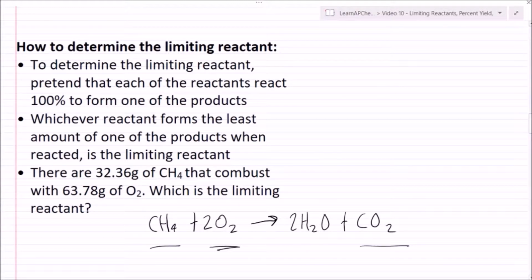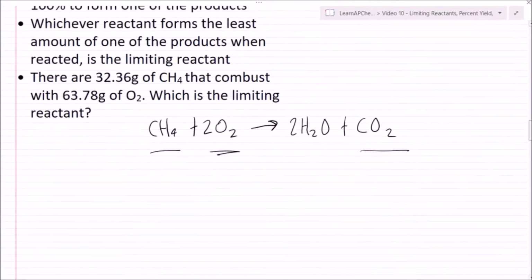I'll pick carbon dioxide. And so I would take my grams of CH4 and grams of O2 and convert that into moles of carbon dioxide. And now whichever reactant forms the least amount of one of the products when reacted is the limiting reactant. Let's take a look at what this looks like.